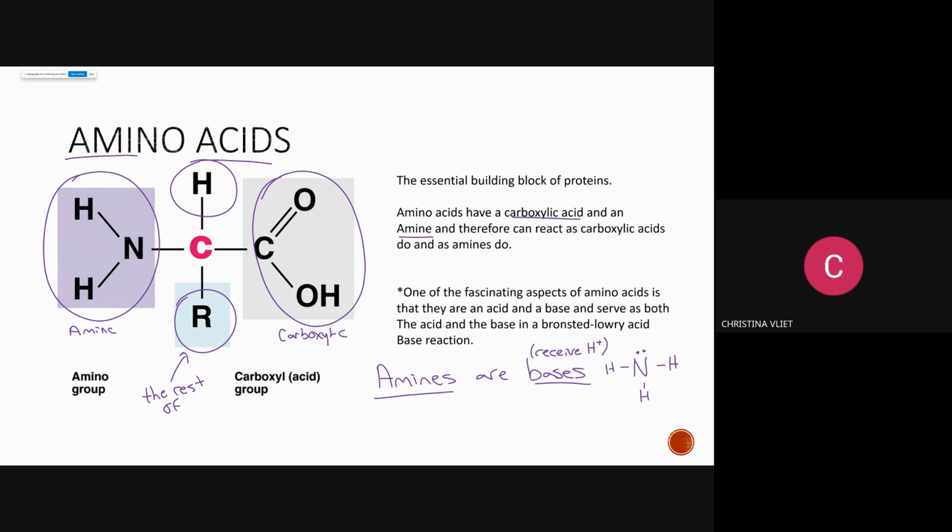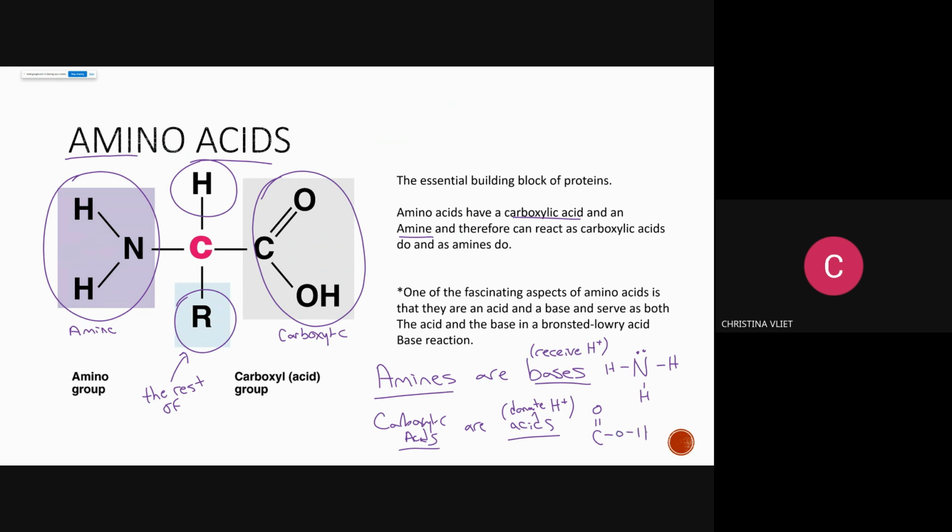Carboxylic acids are always, what do you think? Acids. So carboxylic acids are acids. That's so silly to say, but there's a point. Which means they give away H+, right? They have the ability to donate H+, because of the H+ in it. They donate H+.